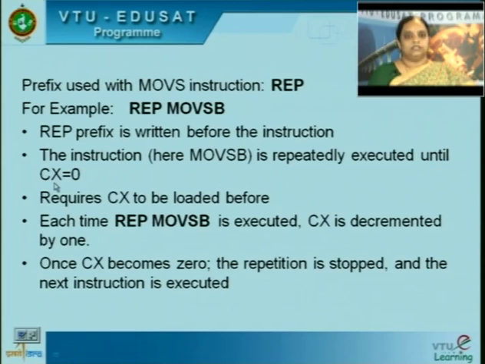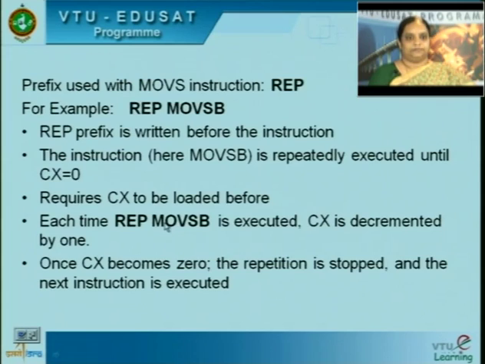As we know, CX is a counter, and before we use the repeat prefix, we have to load CX. And when any instruction is prefixed with the repeat, the particular instruction is repeated again and again till CX becomes 0. Every time this MOVSB is executed, CX becomes decremented by 1. Once CX becomes 0, the repetition will stop. It will go to the next instruction. So the repeat will repeat the instruction with which it is associated, CX times. So the repeat requires CX to be loaded before.